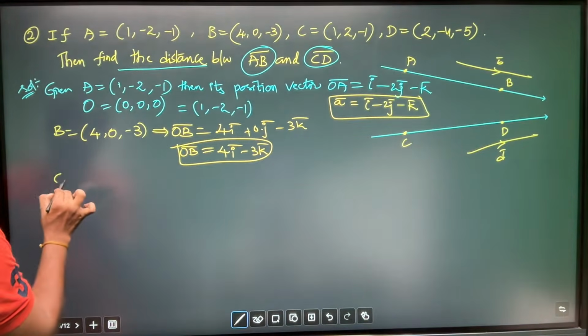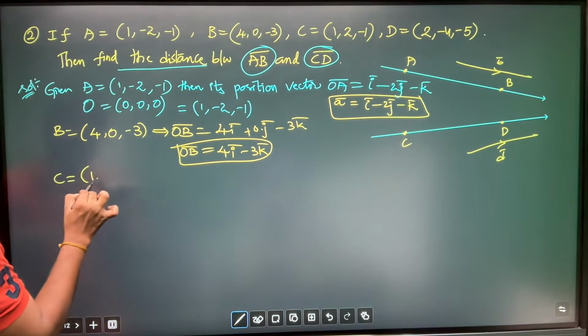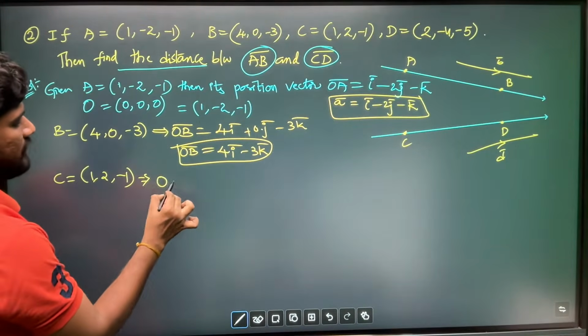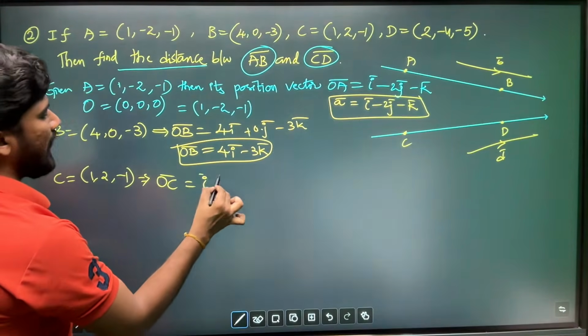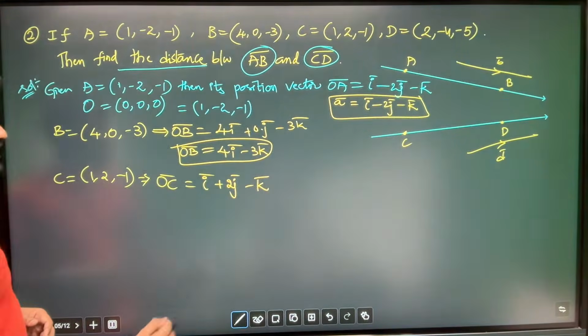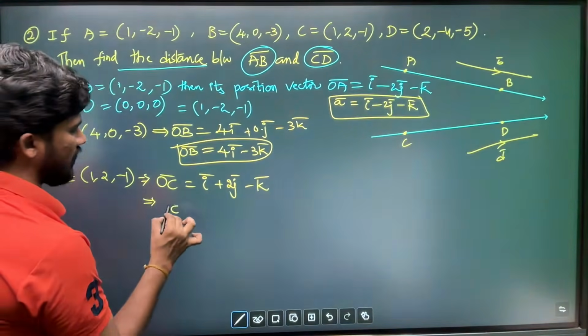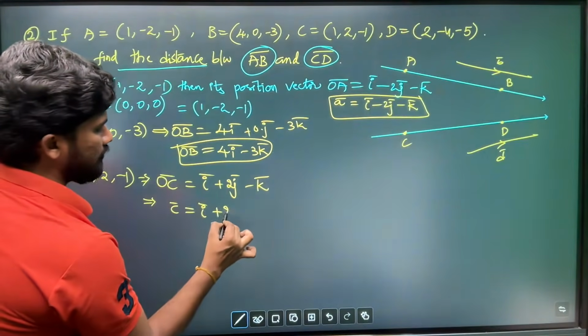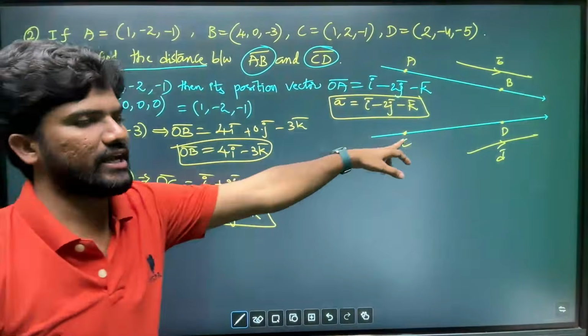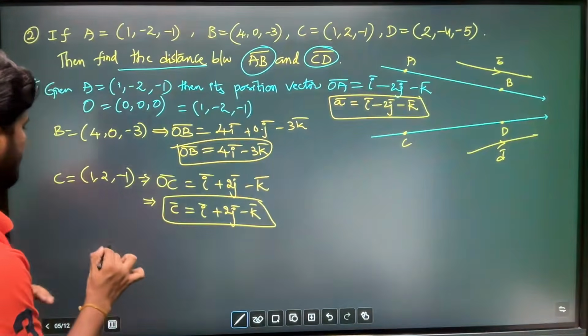Next, capital C is equal to 1, 2, minus 1. Then from this value, OC bar is equal to I bar plus 2 into j bar minus 1 into k bar. So this can be taken as c bar. Small c bar is equal to I bar plus 2j bar minus k bar. So OC bar we can take as small c bar. Why? Because it is not a parallel vector.